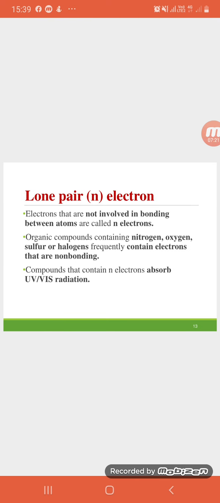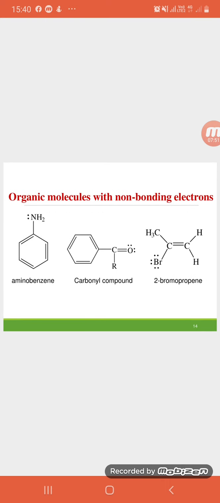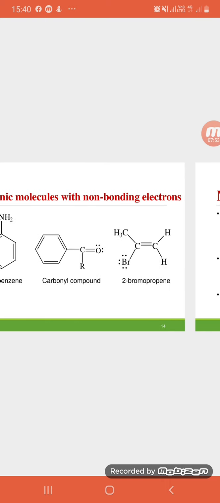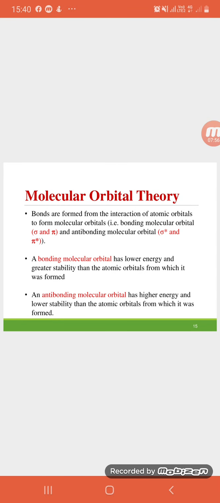The third one is lone pair electron, which is the non-bonding electron that is not involved in bonding. This can usually be found in organic compounds that contain nitrogen, oxygen, sulfur or halogen. Halogen is group 17: bromine, chlorine and iodine. This compound can also absorb the UV visible radiation. These are examples of non-bonding electrons.